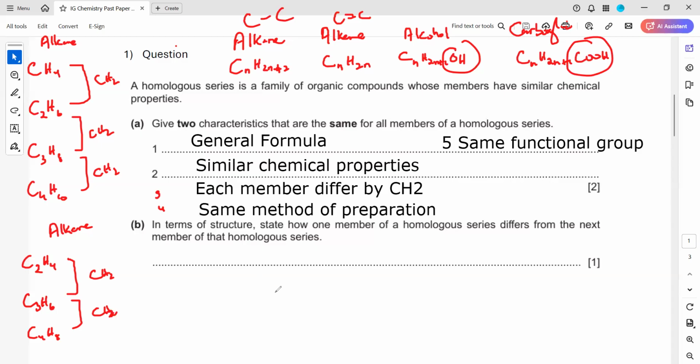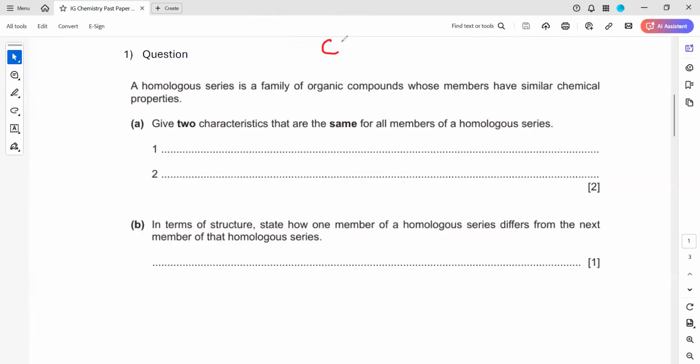Sir, what is the meaning of same functional group? Same functional group means the atom or a group of atoms which are present, they will affect the chemical properties. For example, all alcohols. If I write CH3OH, methanol, it contains OH. That OH is a functional group. If I write C2H5OH, this OH is a functional group. And this affects the chemical properties of a compound. So functional groups are atoms or a group of atoms which affect the chemical properties of a compound. Every alcohol has OH, so it means that OH is the functional group.